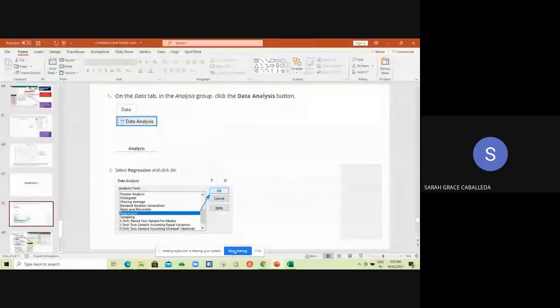Excuse me, ma'am. What if we solve it manually, following the formula? Yes, that's possible. If you want to solve it manually, where's that formula? Your entire screen.